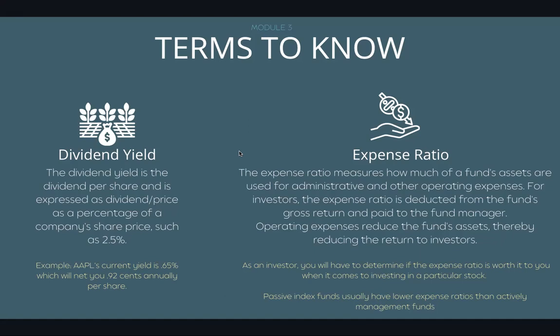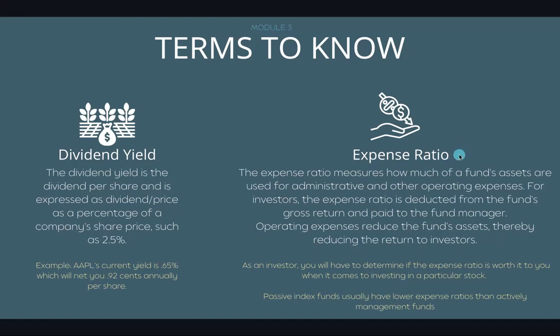For investors, the expense ratio is deducted from the fund's gross return and paid to the fund manager. Operating expenses reduce the fund's assets, thereby reducing the return to the investors. So for example, let's say the yield is 10% of the current stock price, but the expense ratio is 1%, you're going to get the difference, which will be 9%.